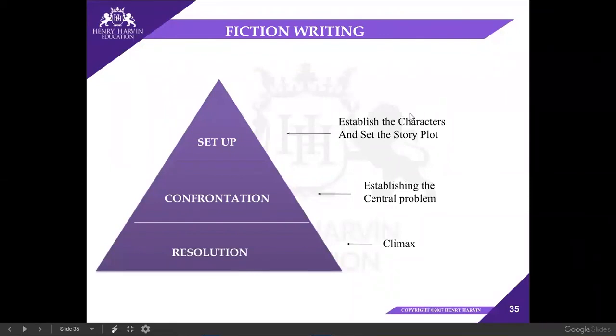So establish the characters and set the story plot, establishing the central problem and climax. Again, if you want to end it off in book 1 without having a sequel, maybe dramatic irony would be the best way, or it would be situational irony. That again depends on you. But if you're coming up with version 2, make sure you leave a lot of curious situations, or maybe you just end off with a lot of suspense.